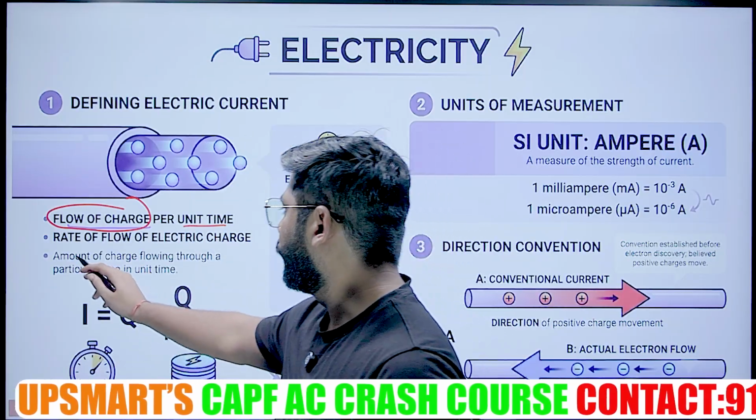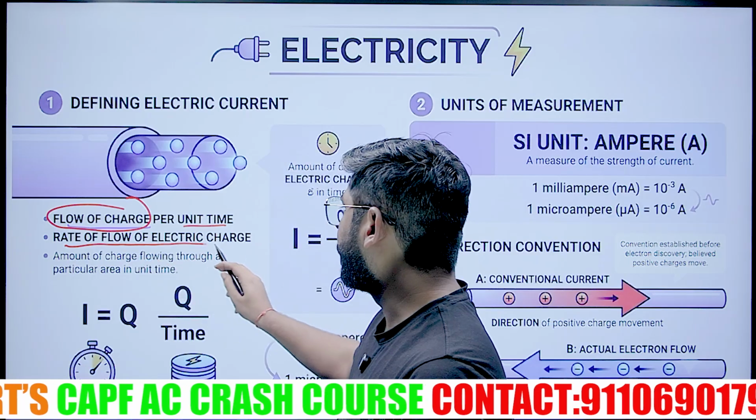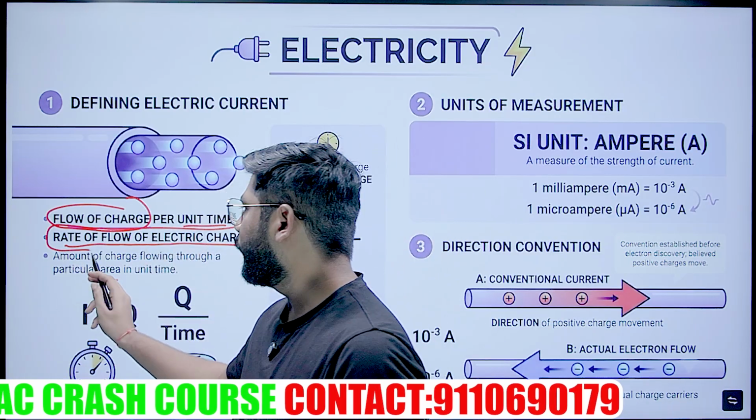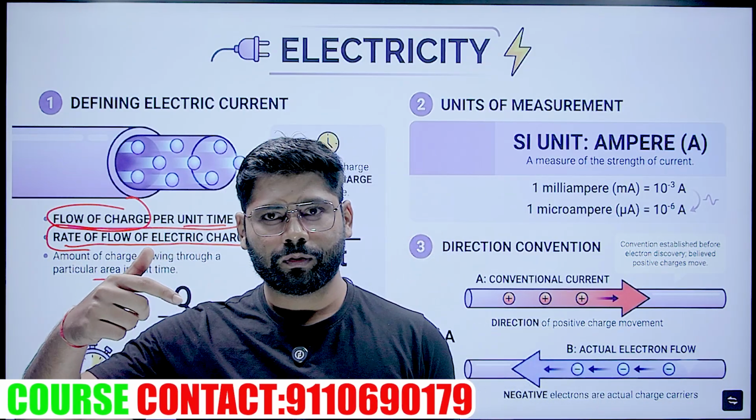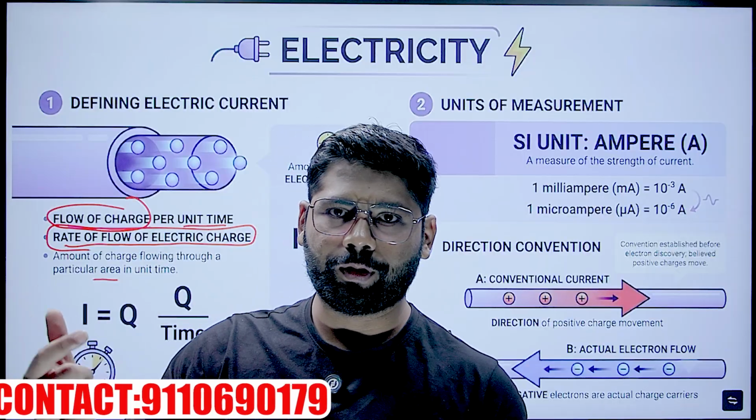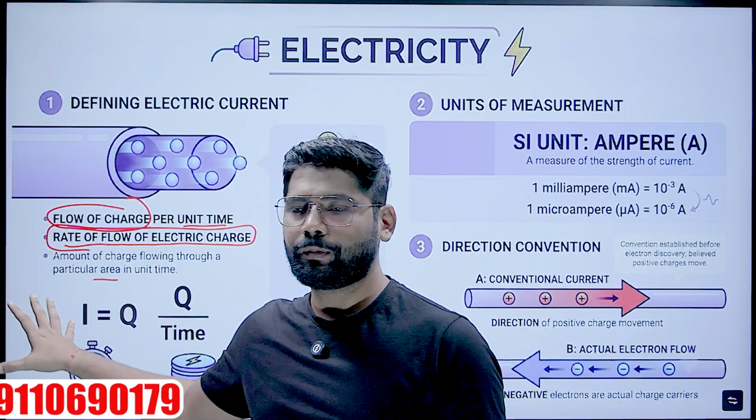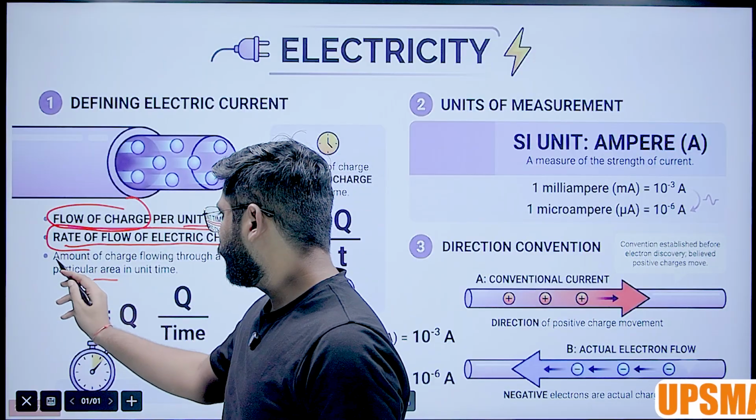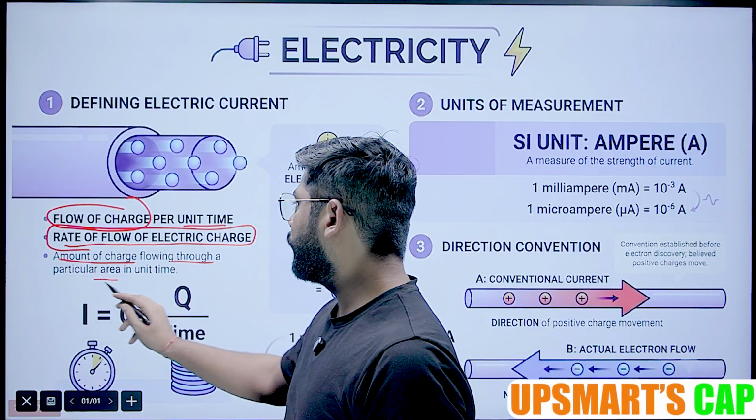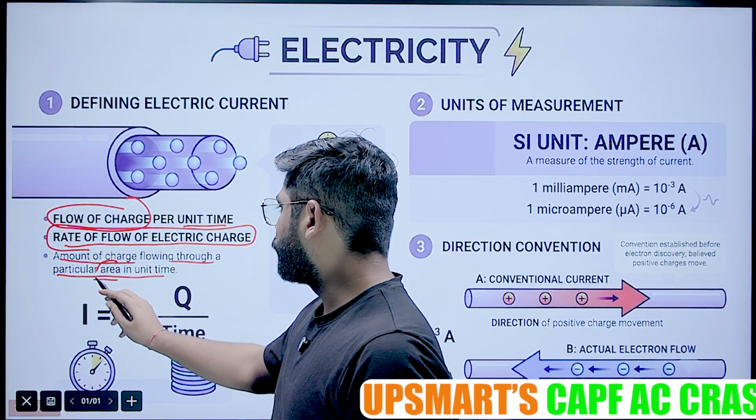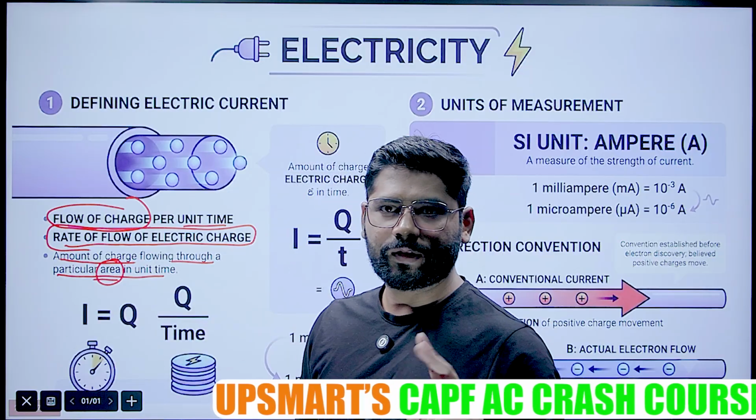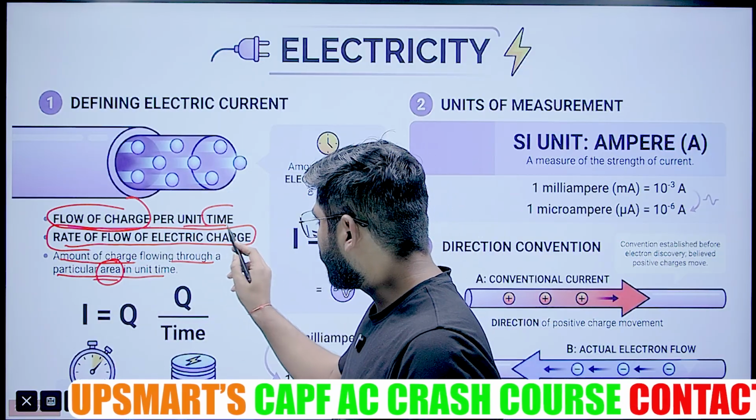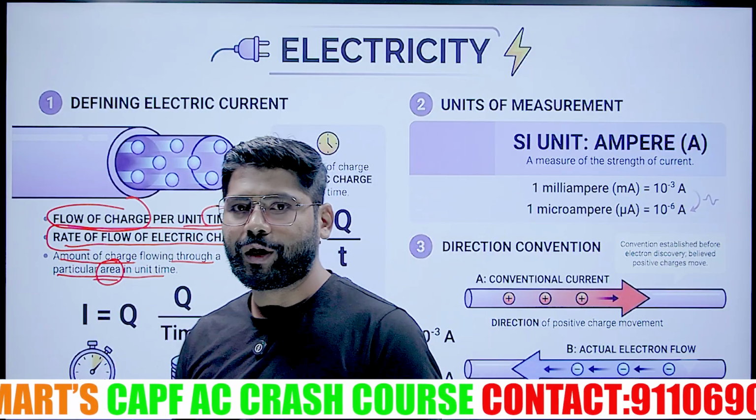Or we can also call it the rate of flow of electric charge, meaning how many electrons are flowing within a particular time. Both definitions are the same. Alternatively, we can call it the amount of charge flowing through a particular area. So two things are important: either we can say it in terms of time, or in terms of area.